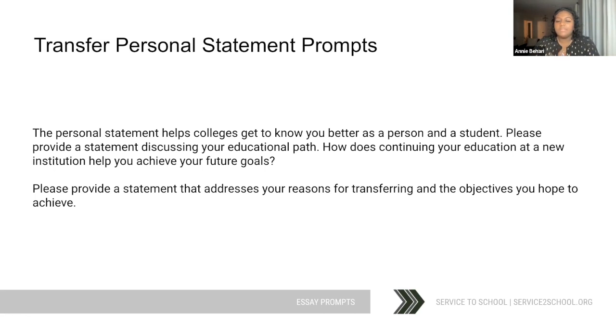So to me, there are two parts to this kind of transfer personal statement prompt. The first part is, why are you looking to transfer? And the second part is, why are you looking to come to our school? And what are you hoping to achieve? So that's what's happening here in these two general transfer personal statement prompts.